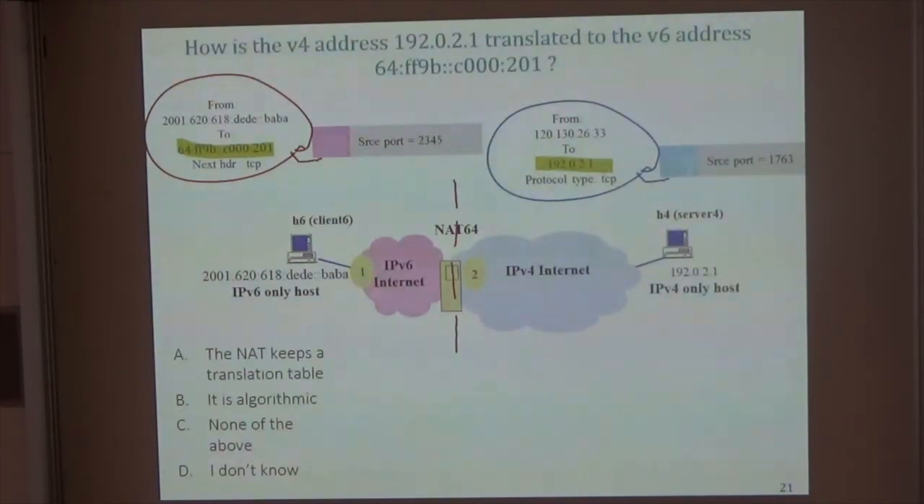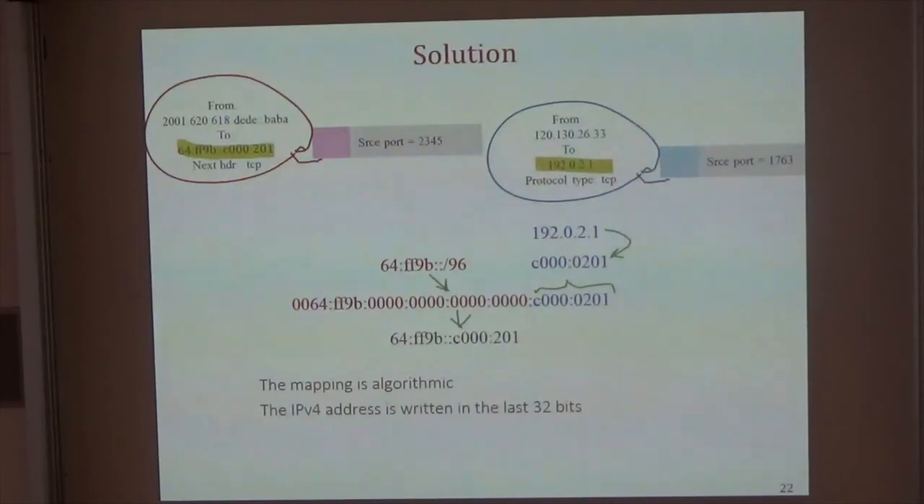And of course it is algorithmic. So when the NAT receives a packet here, it will simply do all the reverse mapping that we said before. It takes this address, adds the well-known prefix, which must be configured by the ISP that runs this NAT64, and by default, if it uses the well-known prefix, it will add this. That's, if we uncompress, it will give this one.